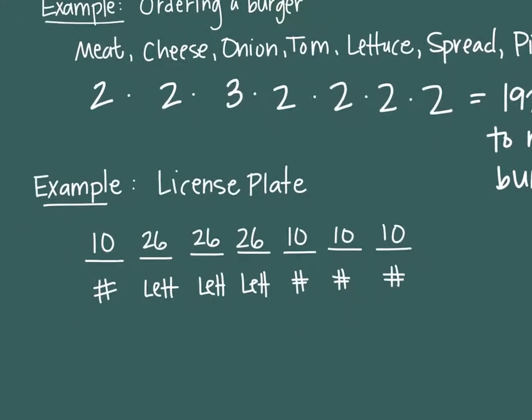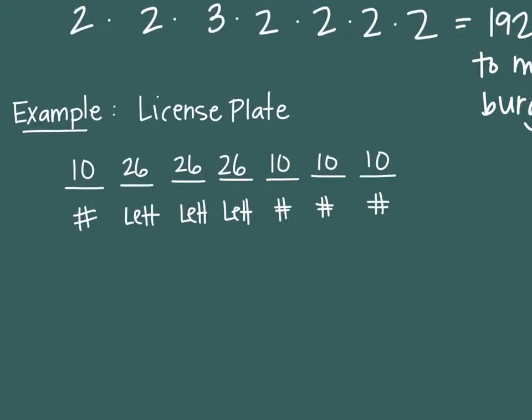And so if you take all of those choices and multiply them together according to the fundamental counting principle, how many different license plates can we have? 175,760,000. So that is 175,760,000 different license plates that could exist in that configuration.